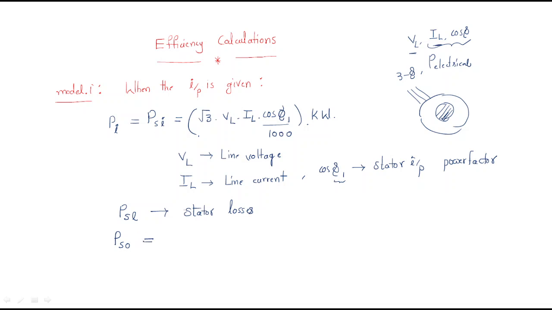The stator output is nothing but the rotor input, or the air gap power. How can we find this? We have the stator input minus the stator losses, and we will get the stator output. From this we can find out the rotor output. How can we find out the rotor loss? Sometimes the rotor loss is not given, no problem at all.